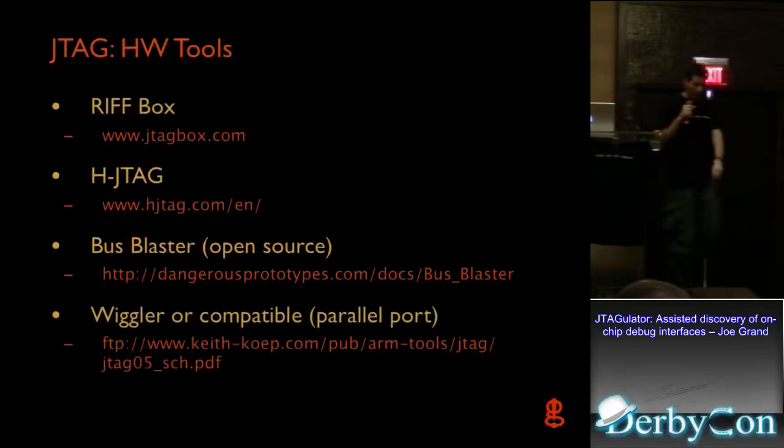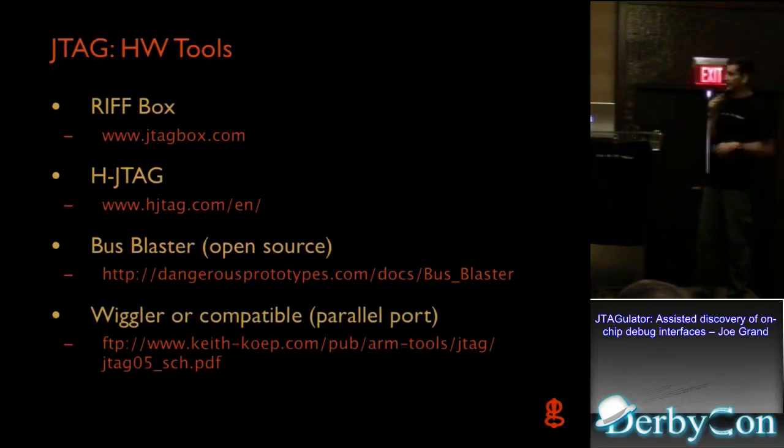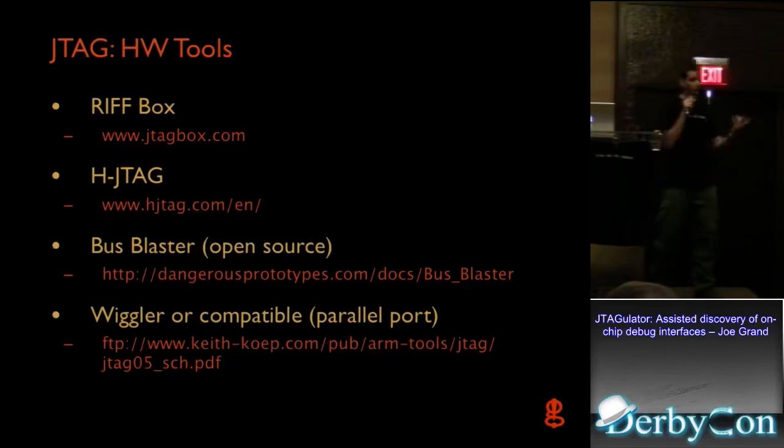So here's a list of some of the hardware tools I mentioned once you find that interface. There's some common ones like the RIF box is used a lot, HJTAG, those you have to pay money for. There's open source ones, you can build a parallel port version. For some of those, the RIF box has their own tools, HJTAG has their own tools. Sometimes hardware tools that are recommended by vendors have support within the vendor's development environment.